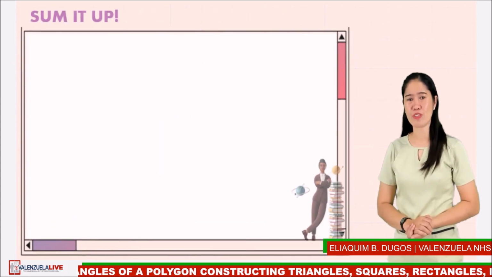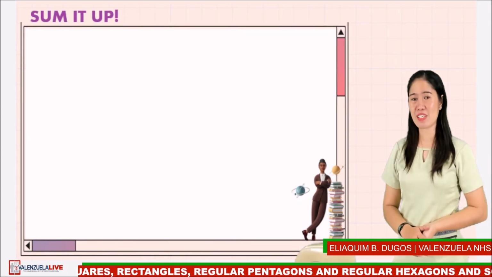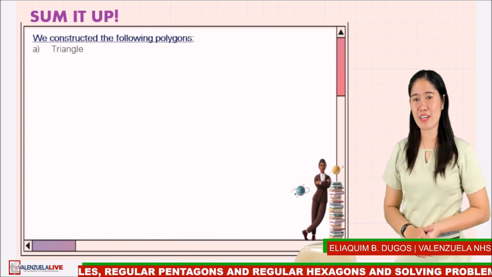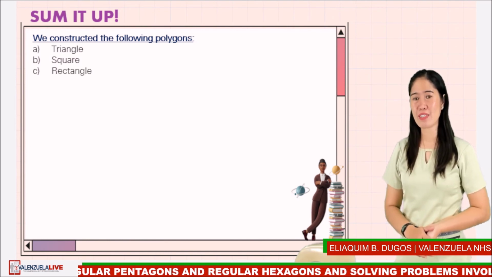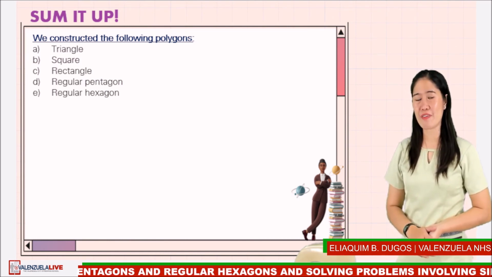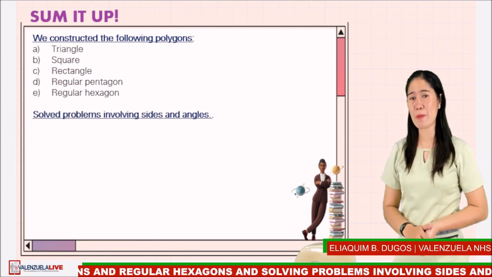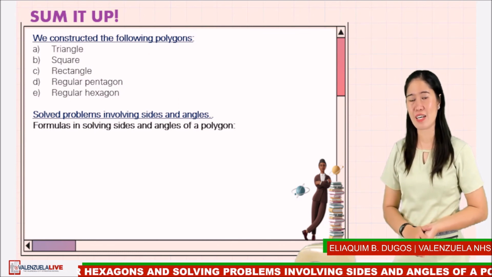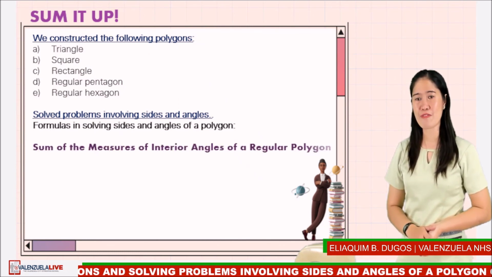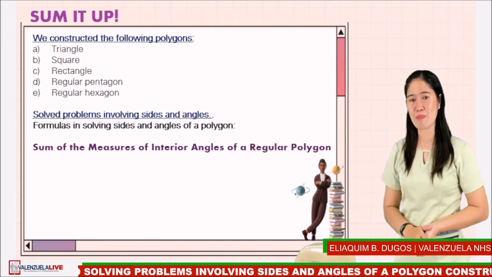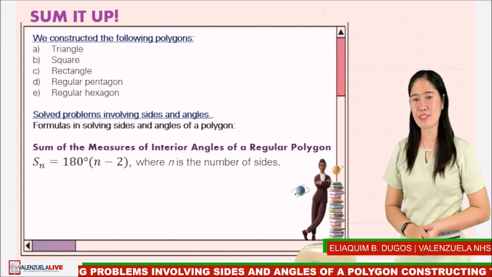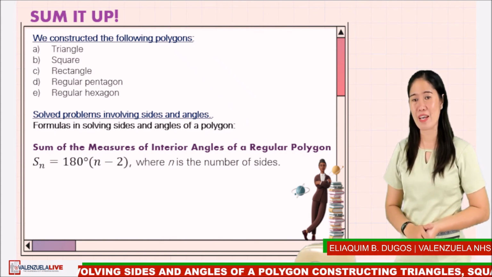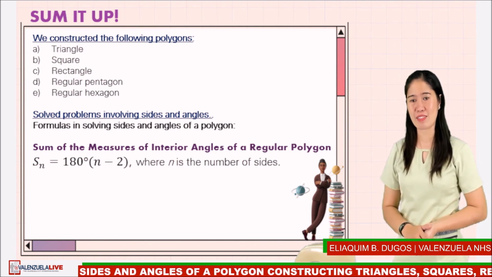I hope you enjoyed today's activity. To sum up today's discussion, we constructed the following polygons, like triangle, square, rectangle, regular pentagon, and regular hexagon, and solved problems involving sides and angles. And for the formulas in solving sides and angles of a polygon, for the sum of the measures of interior angles of a regular polygon, S sub n is equal to 180 degrees multiplied by the quantity of n minus 2, where n is the number of sides.